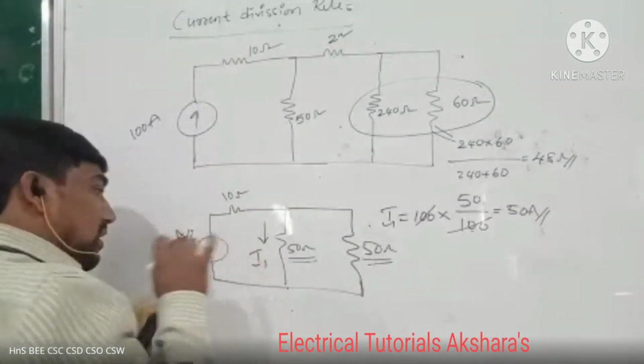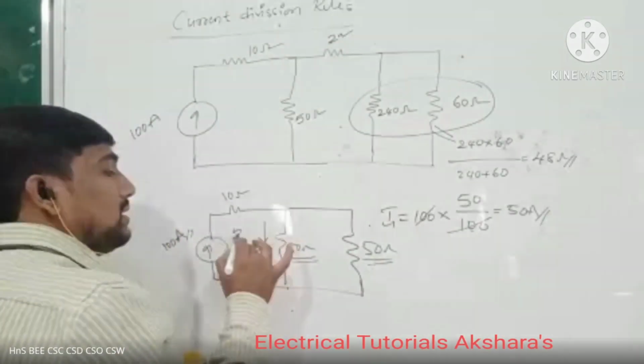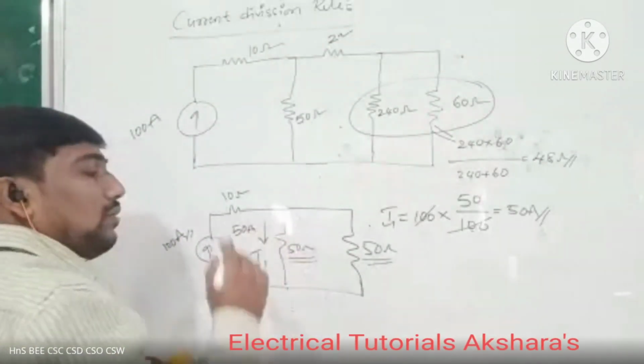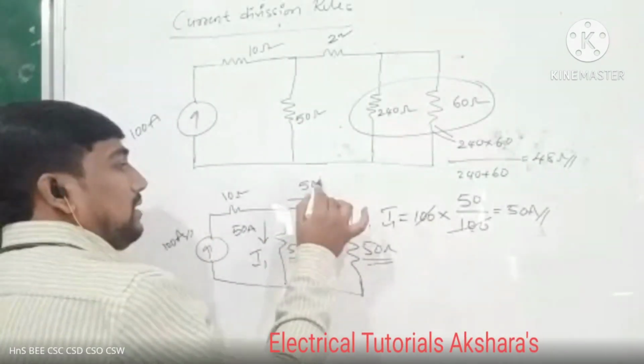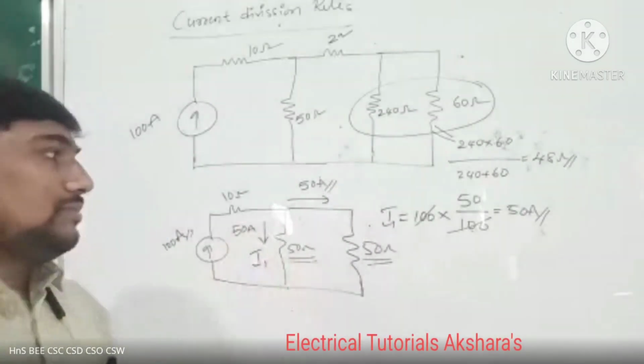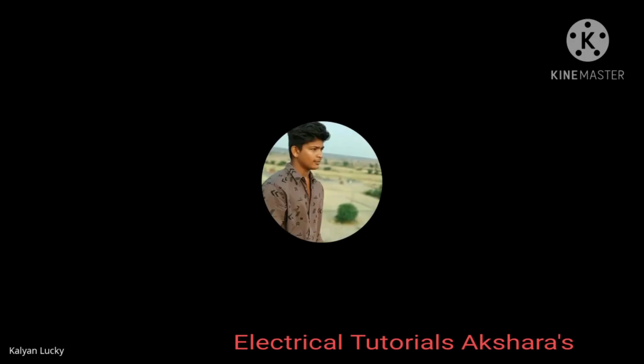Now the total current is 100 amperes. The first current is 50 amperes across 50 ohms. What is the remaining current? The remaining current is flowing in this direction, that is 50 amperes. Now is it clear to all of you? If any doubt is there.